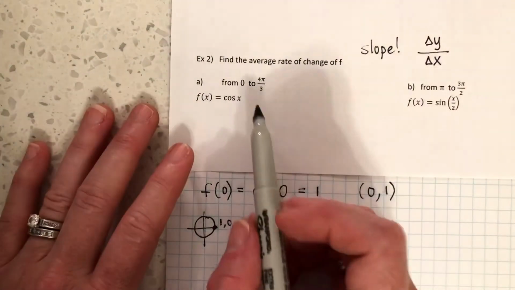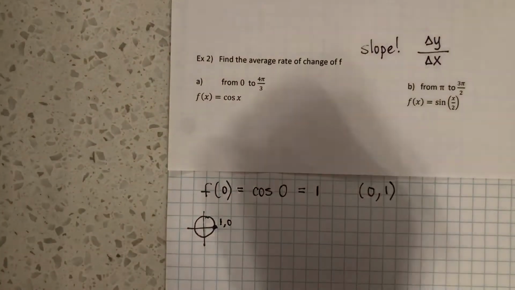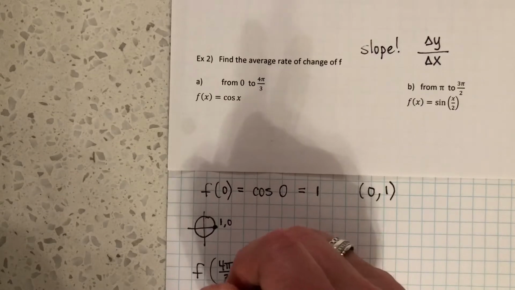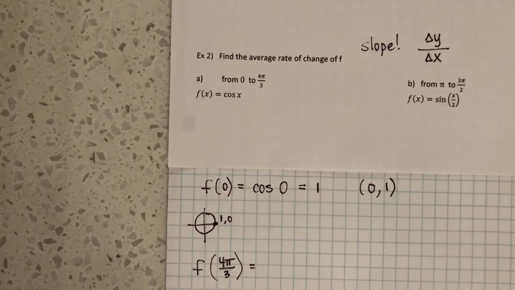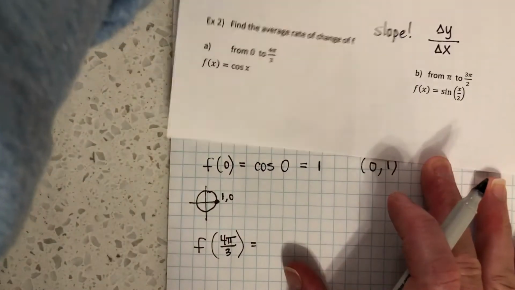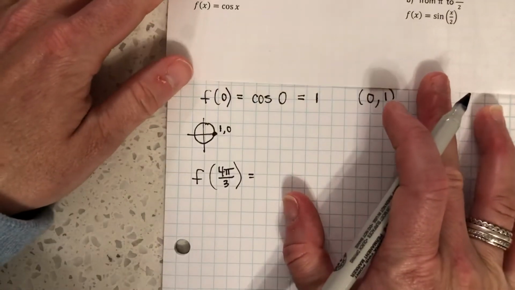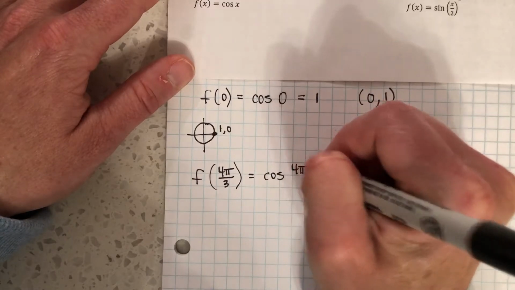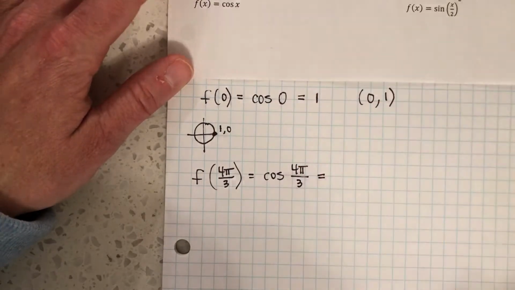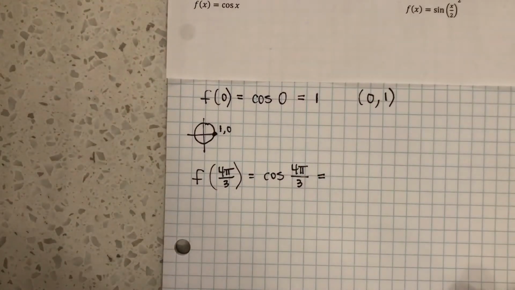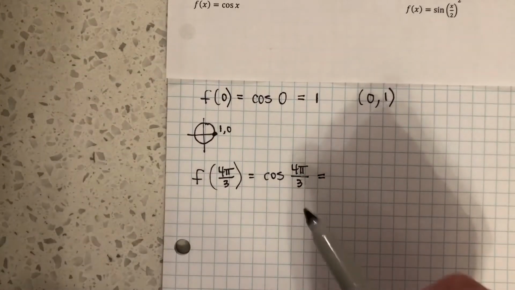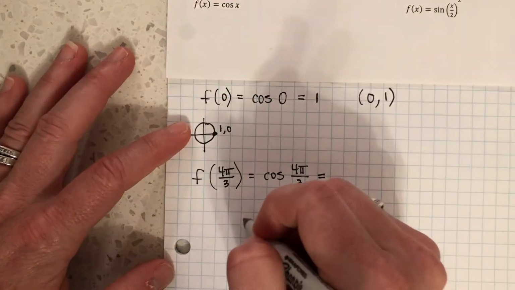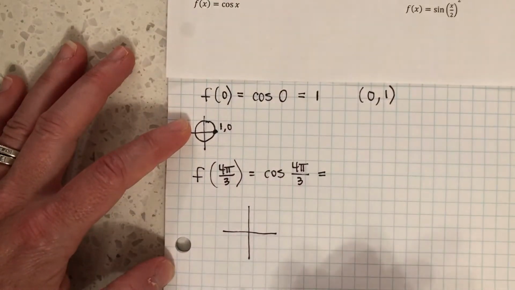Now we got to plug the next number in, 4 pi over 3. So now we have to find f of 4 pi over 3, which means you're going to be finding the cosine of 4 pi over 3. So what ratio do you get for the cosine of the angle 4 pi over 3? Well, remember, 4 pi over 3, you got to find your reference angle. What quadrant did it land in? Where does 4 pi over 3 land?